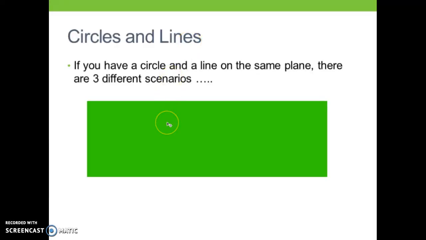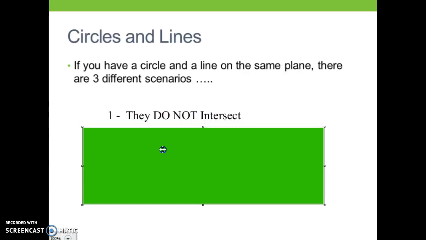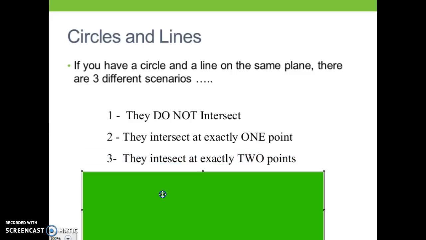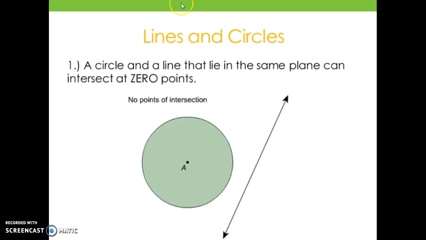Circles and lines. If you have a circle and a line on the same plane, there are three different scenarios. They do not intersect, they intersect at exactly 1 point, or they intersect at exactly 2 points. Let's look at an example of each.